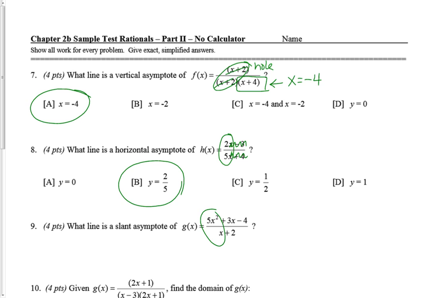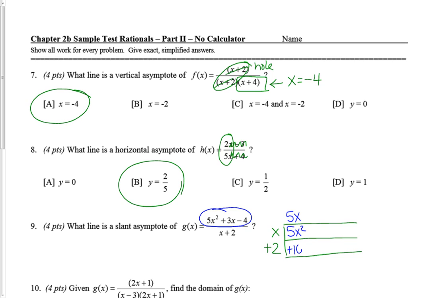So if the top wins out, I'm going to have an end behavior that approaches infinity, and it's going to be slanted. In order to figure out the equation of this thing, I'm going to need to do division. So I want to know, how does x plus 2 go into this quadratic on the top? So I'm supposed to have, this is my product, or the inside of the box. So I have 5x squared in there, which means on the top I'd have 5x.